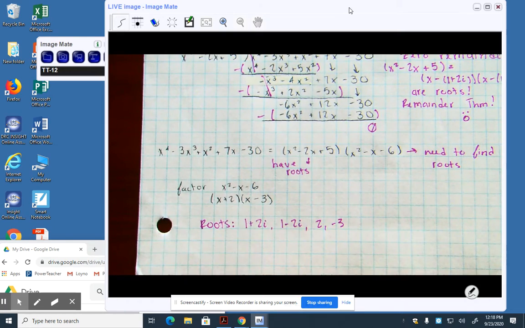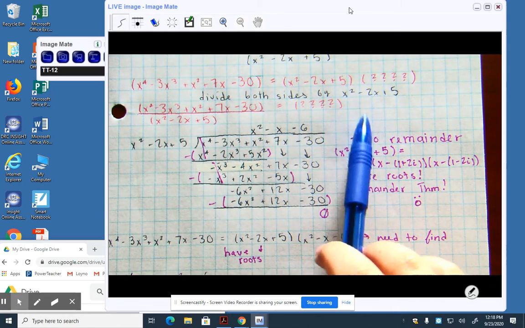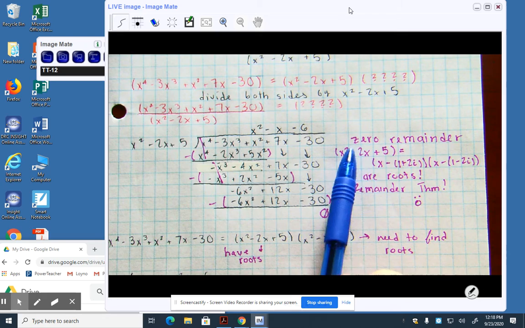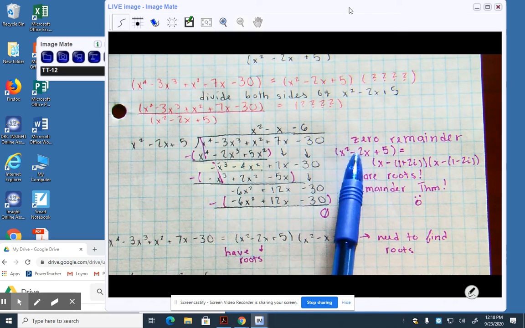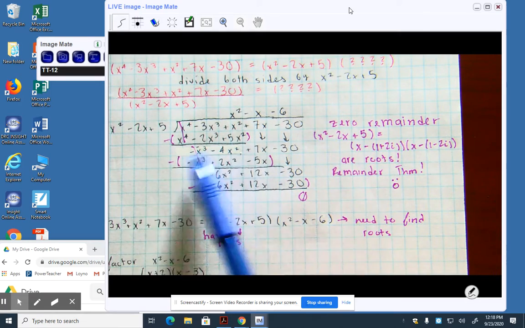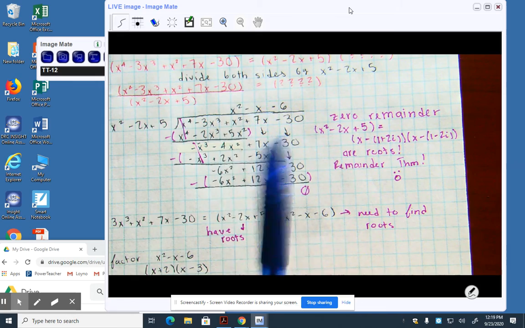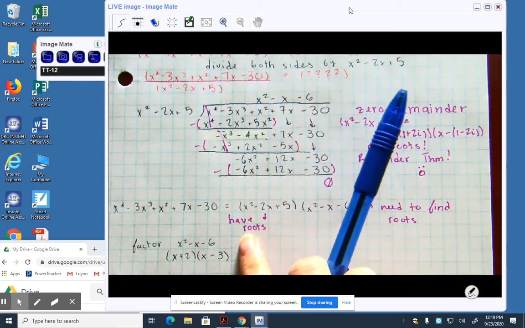How would I have already known that was going to be 0? Well, it's got a 0 remainder because the thing I was dividing it by are roots. And the remainder theorem says that if they're roots and you divide them into the function, you will get a remainder of 0. Isn't that nuts? Everything comes full circle. It's crazy.